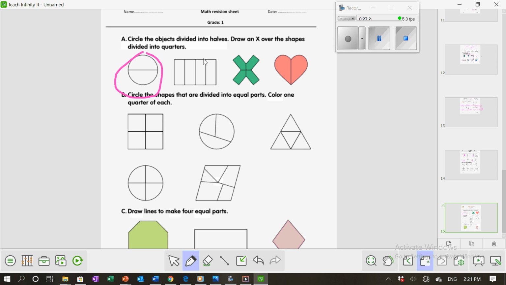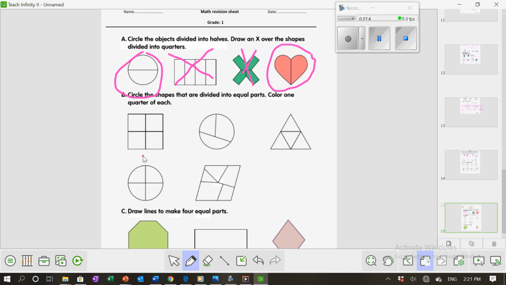No. Is it a quarter? Yes, four equal parts. Here is a half. No, I have four equal parts. So put X. Is it a half? Yes, excellent. Two equal parts. Circle it. Now circle the shapes that are divided into four equal parts and color one.